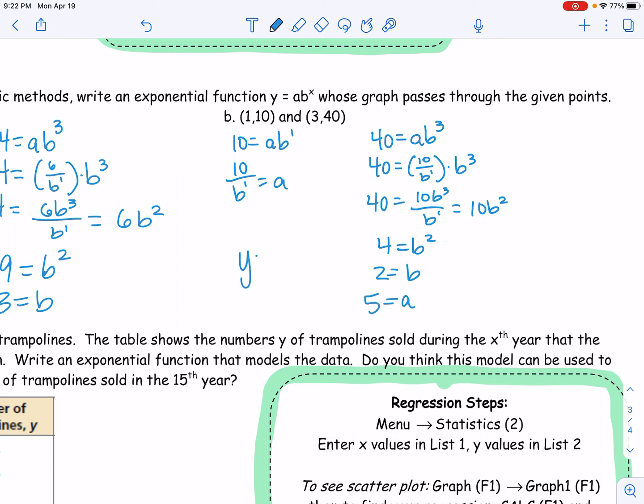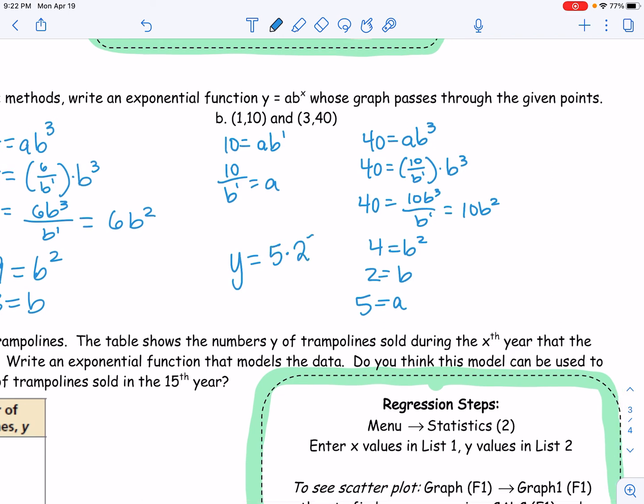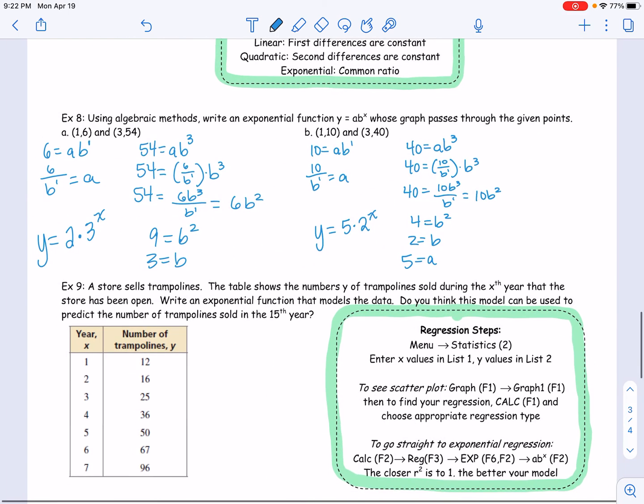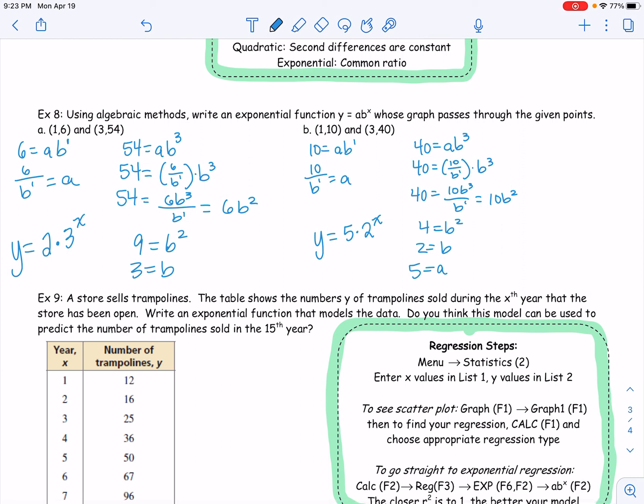So our model is y equals 5 times 2 to the x. Both of these were showing growth because our base was bigger than 1. Okay?